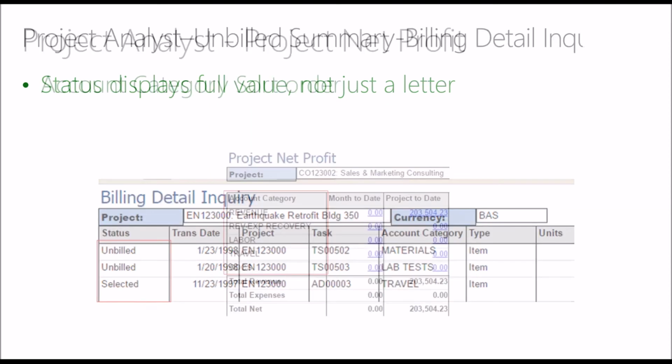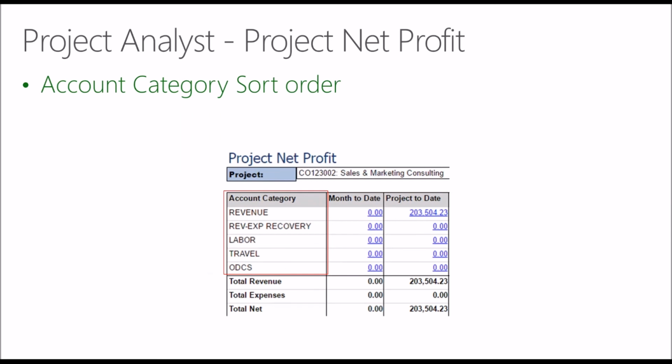The next thing is that the project net profit report should print the account categories in order. The sort order we had before is now using the account category sort order. If you're familiar with the account category screen, if you pull that up, you see a sort order value. You can put the values in there, and then the information here will print out in that order. So now these account categories are printing out exactly how they are set up inside of the account category maintenance.